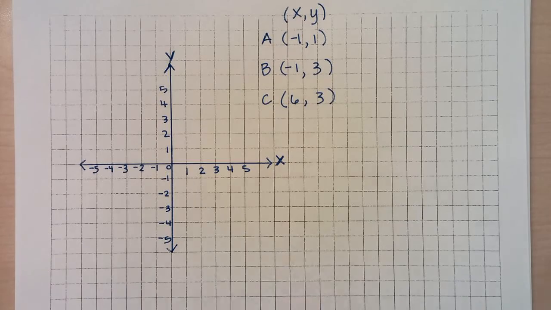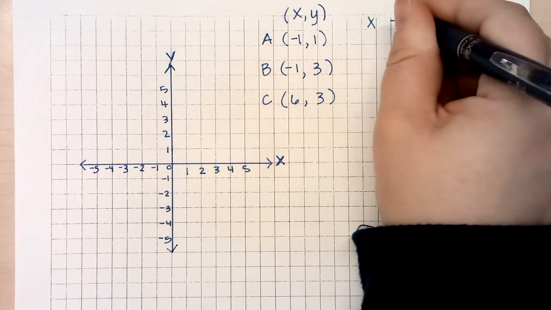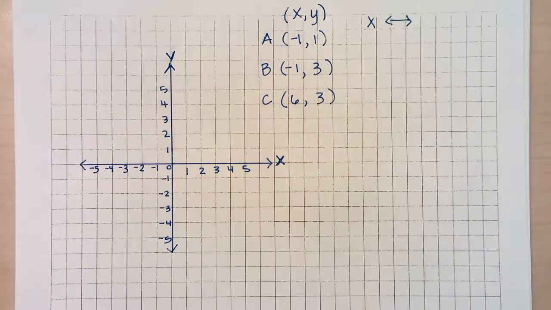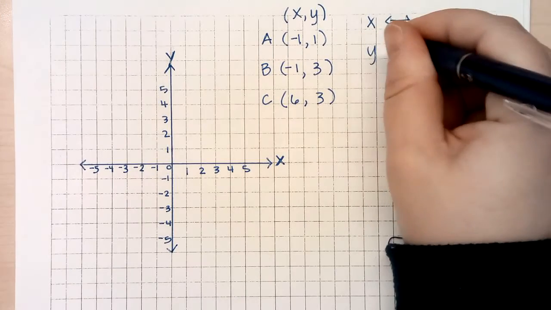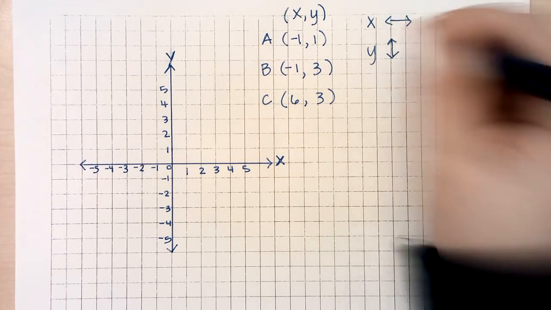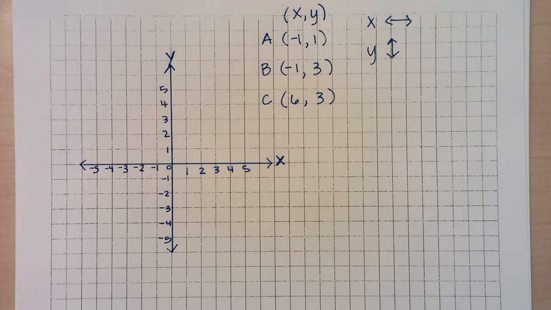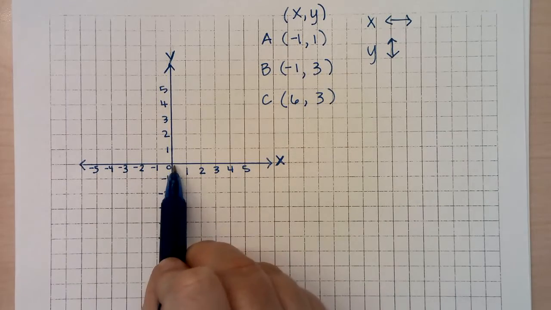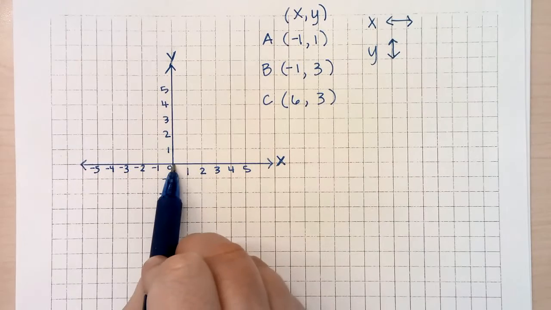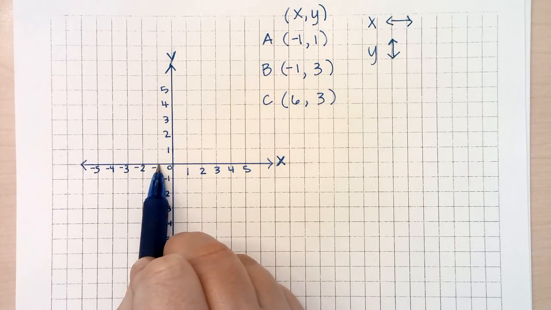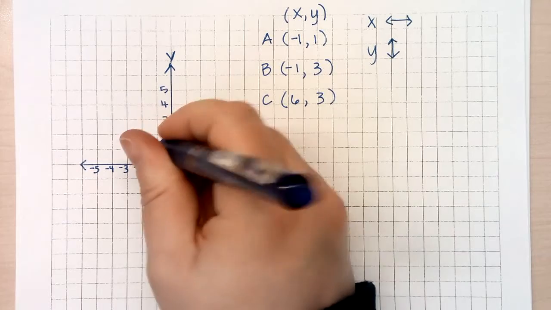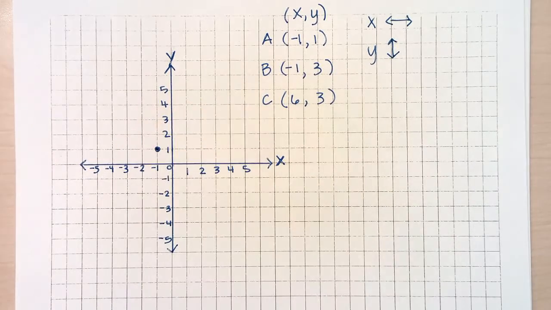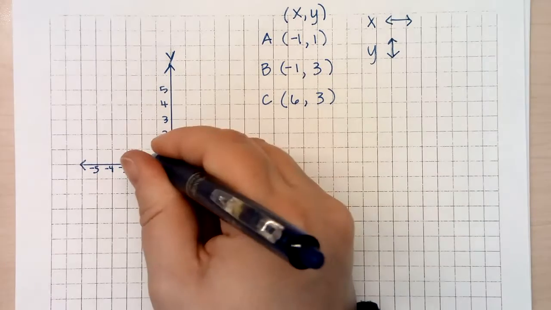So remember, with our x's, we're going to be moving either right or left. And with our y's, we're going to be moving either up or down from our origin of (0, 0). So let's start. We have (-1, 1). So we're going to go left to the -1 and up 1 and make our dot here. We are going to label this A.